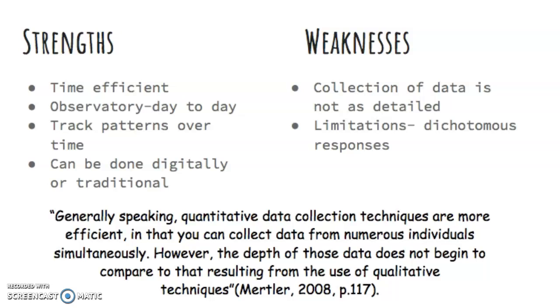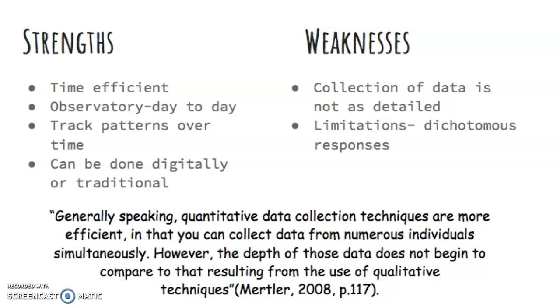Some of the weaknesses is that the data collected is not as detailed as the data that would have been collected from, for example, a Likert scale or a different rating scale. And its limitations are the dichotomous responses, which I coupled as a weakness because it can be either yes or no type of responses rather than like a rating scale where you get a range of responses.